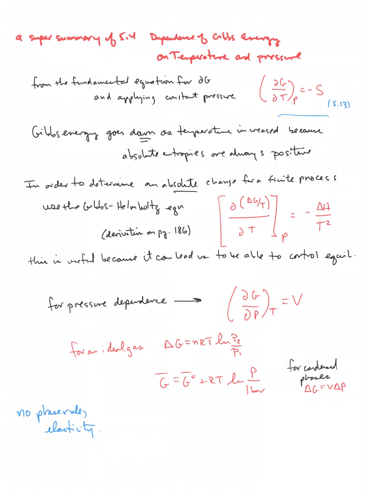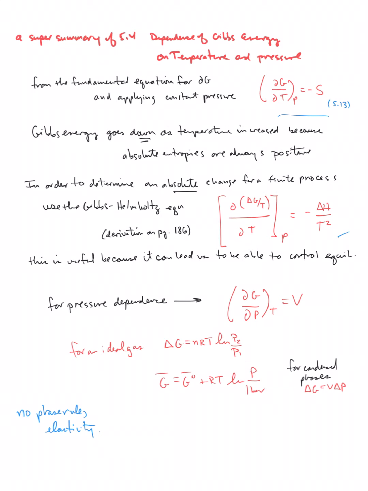In order to determine absolute change for a finite process, let's say you wanted to know how much delta G changed over a certain range of temperature, you use the so-called Gibbs-Helmholtz equation on page 186. It was derived, but it's kind of this odd partial of a partial. It's useful because eventually it will lead us to be able to control equilibria. It could allow us to know the conditions to shift equilibria one way or the other.